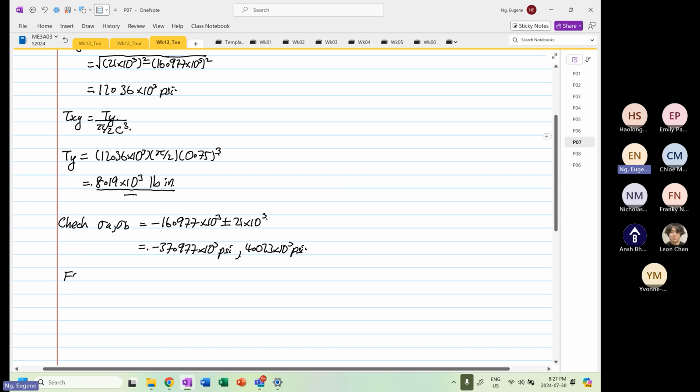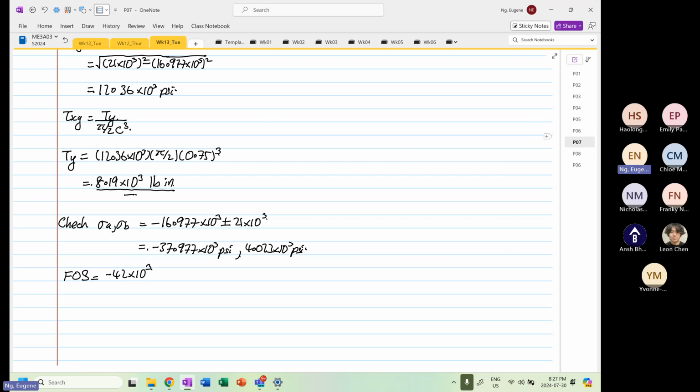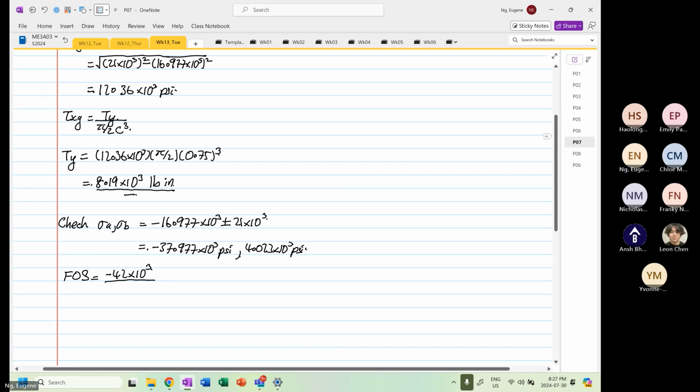If we were to calculate the factor of safety, right? So the factor of safety is equal to minus 42 times 10 to the power 3, because von Mises also makes the same assumption as Tresca, that the normal stress in compression and in tension is the same. And then this is divided by minus 37.977 times 10 to the power 3. So 42 divided by 37.977 is equal to 1.106.